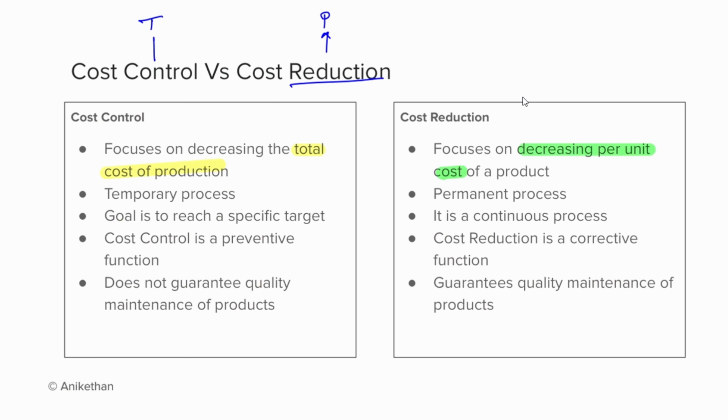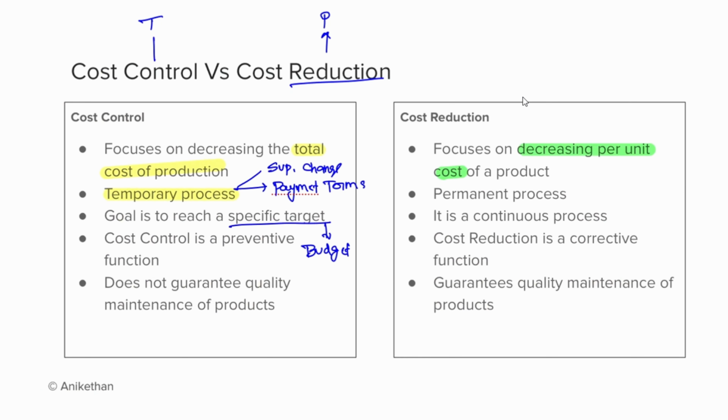Pay attention. How is the total cost of production brought down in cost control? It's a temporary process. What will they do? They will do some temporary measures like supplier change. Correct? Source they will change. They change the payment terms. All these are temporary. The goal is to reach a specific target. What is this specific target? Budget number. Cost control is a preventive function. That means they know that they are not able to reach the budgeted goal, hence they take certain action to prevent that from happening.